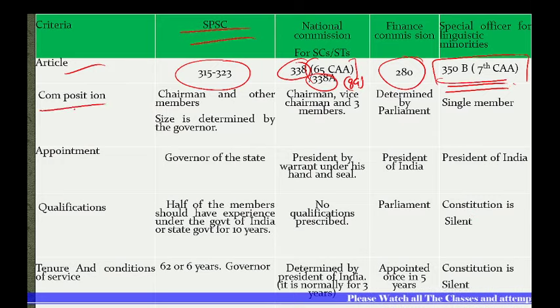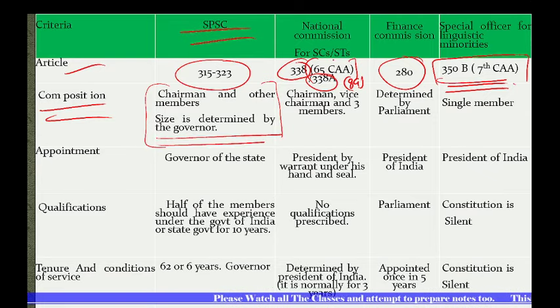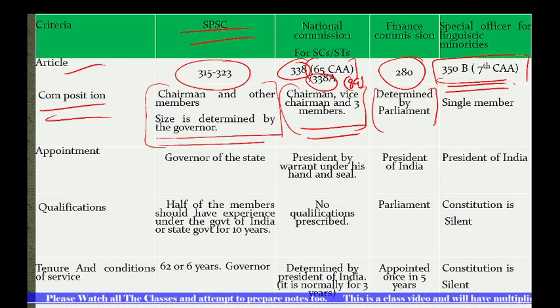Now, what is the composition of these bodies? For the State Public Service Commission, there is a chairman and other members, and the size is determined by the Governor. For the National Commission for SCs and STs, there is a chairman, vice chairman and 3 members. The Finance Commission is determined by Parliament, and the Special Officer for Linguistic Minorities is a single member body.